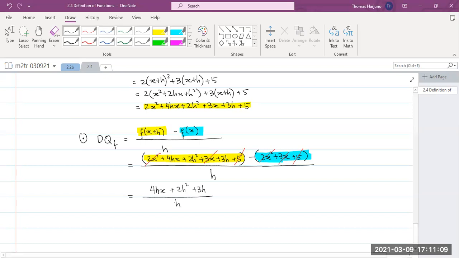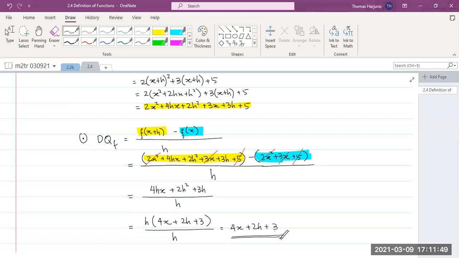We need to simplify further, and I will tell you later on how we know that we can stop. But to simplify further, I will factor the h and cancel the h. So I get 4x plus 2h plus 3. Okay, so that's the difference quotient of this function.